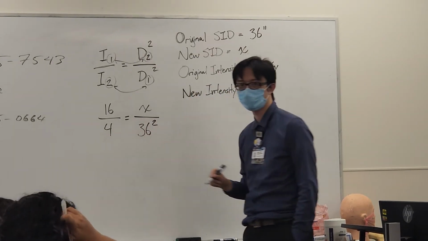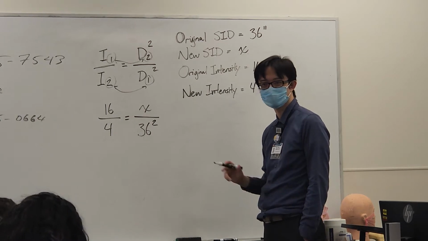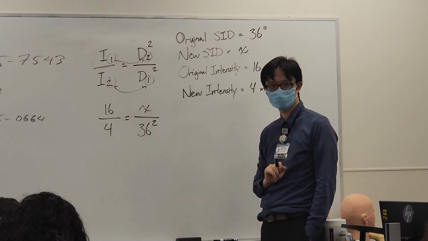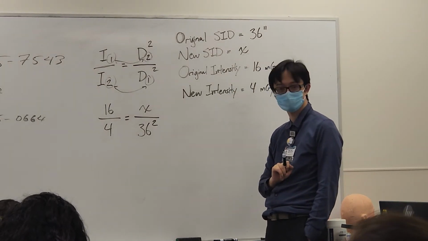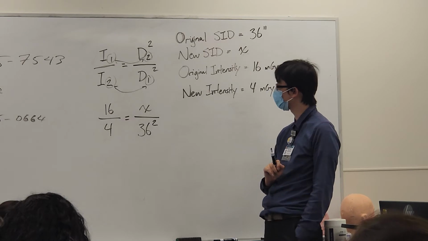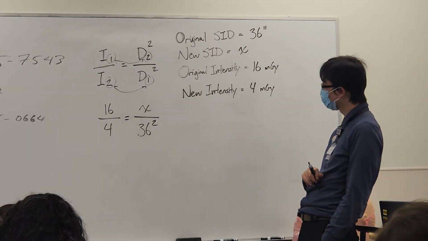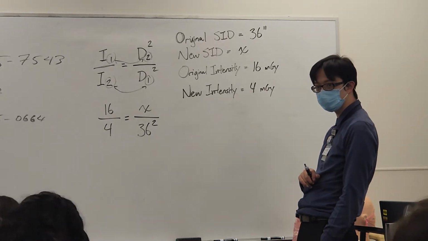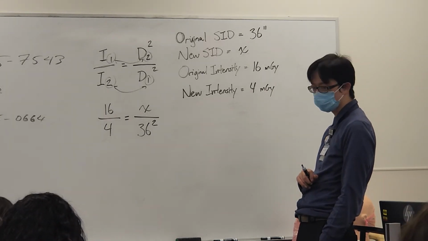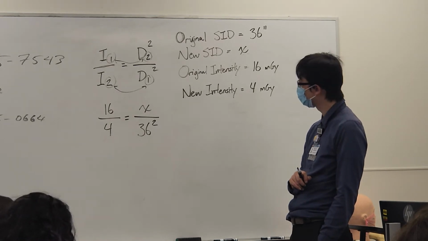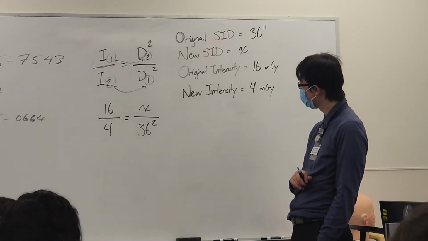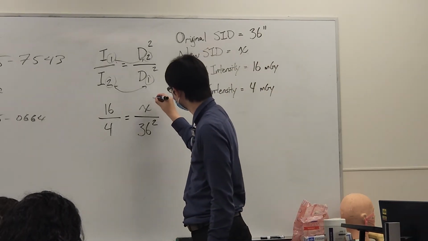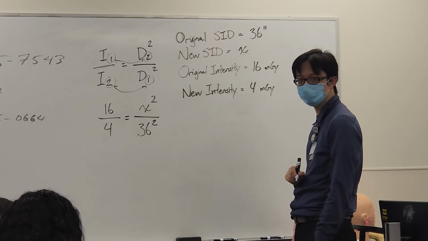Question. So are we done? No, is this correct? Let me just check again, sir. Okay, let me just check, sir. Original intensity is 16. We've got that, sir. And we've got new intensity as 4, so we've got that. And this new SID D2 is the new SID, which is x squared, sir. X squared, very good. And that's all.